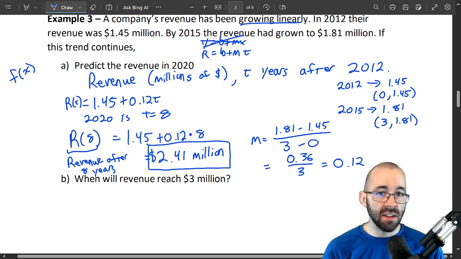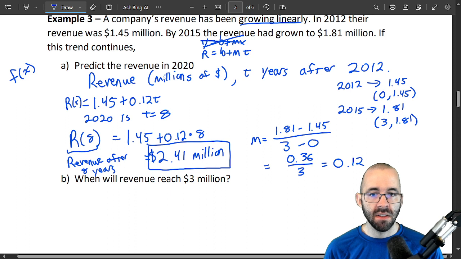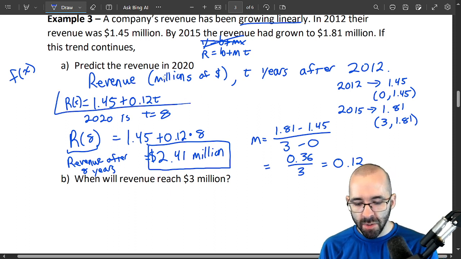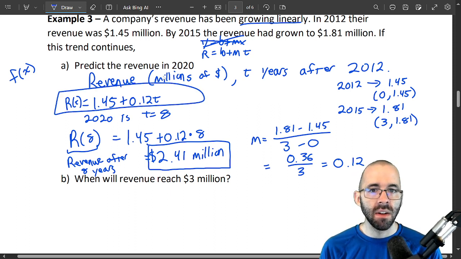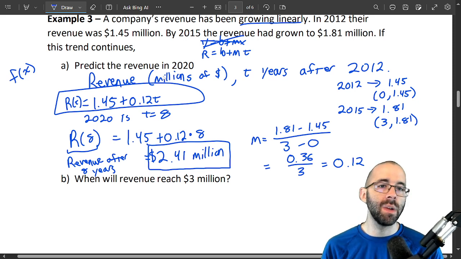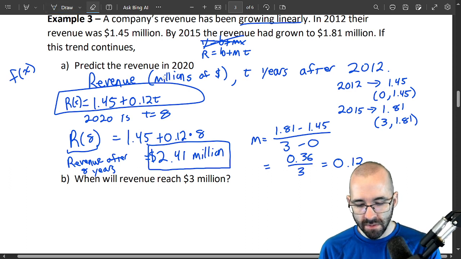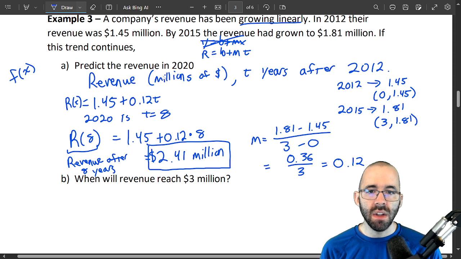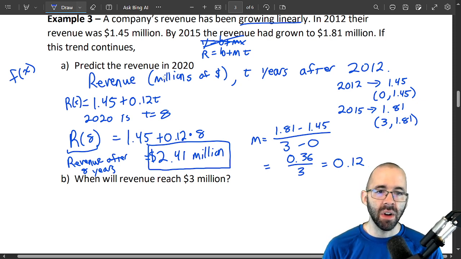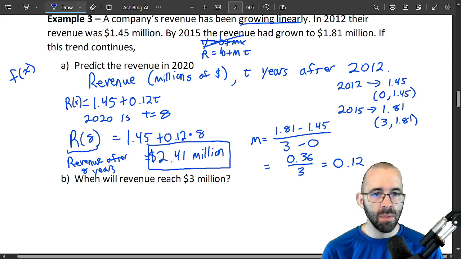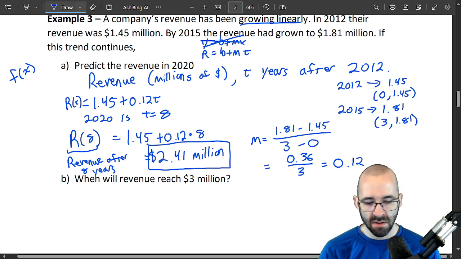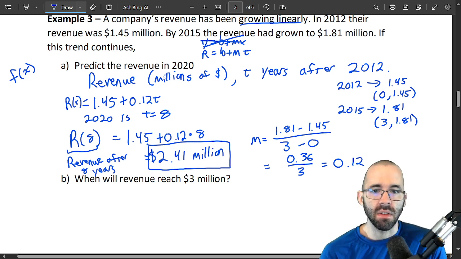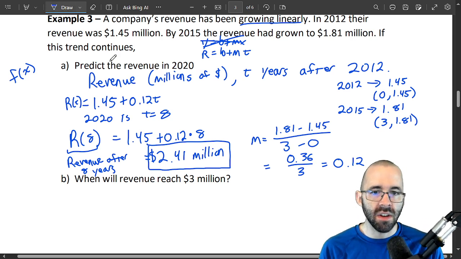And again, let's gut check to see whether this kind of makes sense. And once we found our formula, we could have also gut checked that one. All right, if we did plug in 3, if we did find the revenue 3 years later in 2015, hopefully we get 1.81 million. Our revenue is growing by the same every year. So after 3 years, it went up 0.36. So it should keep going up by about that much every 3 years. This sounds ballpark, sure. Our answer kind of makes sense.